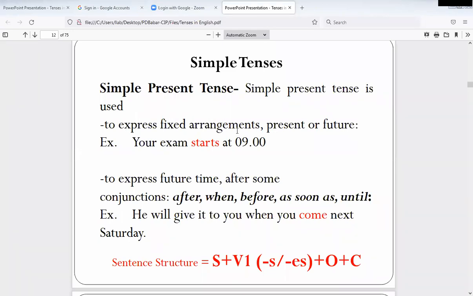And we also have seen what the structure of the simple present tense is. So the sentence structure of the simple present tense is subject plus the first form of the verb, that is V1, or the present form of the verb, and an S or ES suffix is attached to that verb. So subject plus V1 (with S or ES suffix) plus object plus complement.